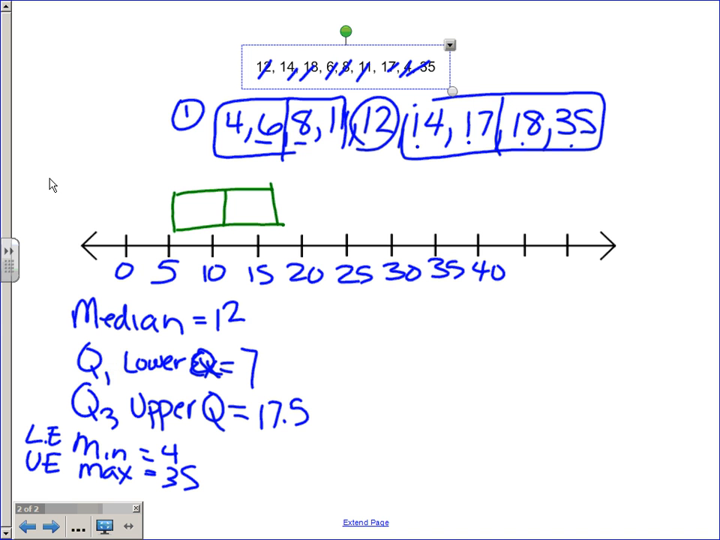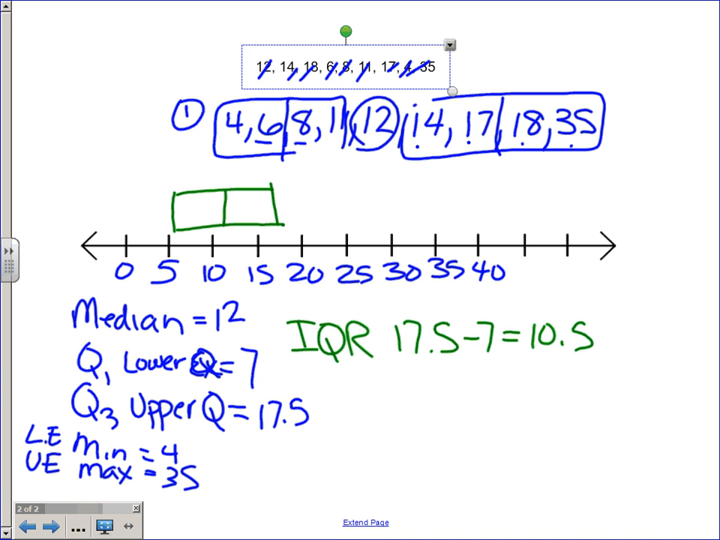Okay, so I've got my box of my box and whisker. This is my interquartile range. So to calculate my IQR, I'm going to take 17.5, which is this upper point, and I'm going to subtract 7, that is my lower quartile, and I'm going to get 10.5. So my IQR is 10.5.